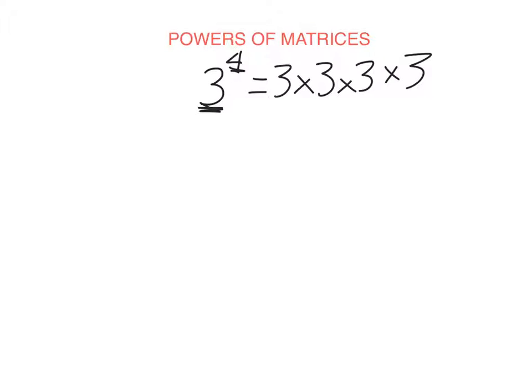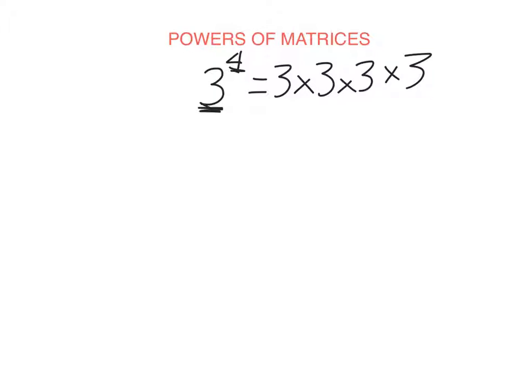Today we look at powers of matrices, but this is really just a bit of an extension of what we were doing when we multiplied matrices. So firstly, let's just have a look at what a power is. So let's look at numbers. We know if we have 3 to the power of 4, for example, we multiply this number this many times. So that's 3 times by itself 4 times.